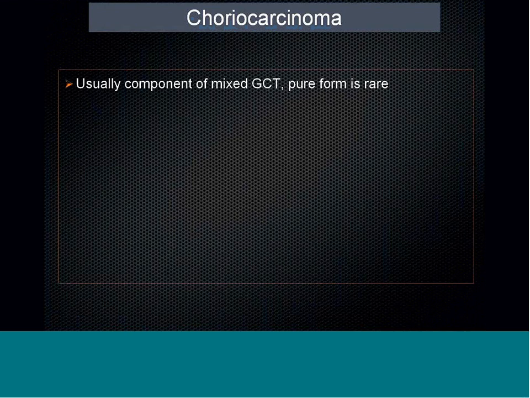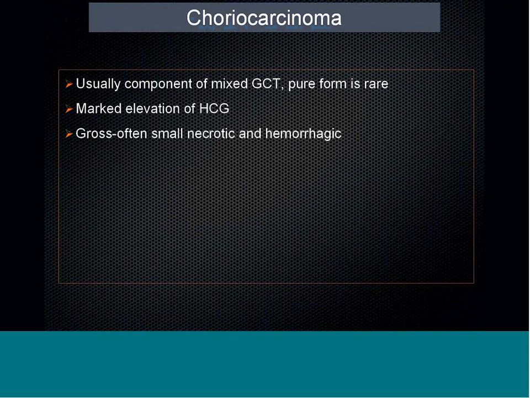Next, choriocarcinoma. It's a pretty uncommon component of mixed germ cell tumor, and it's very, very rare to see it as a pure form. Almost all are associated with elevation of HCG in the serum. Grossly, often tumors are necrotic and hemorrhagic, and can be pretty small. Inflammation is very common.